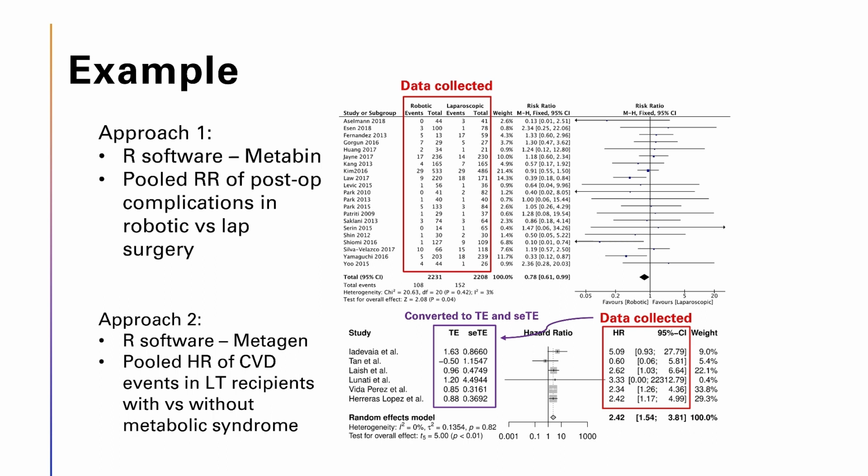In comparison, the hazard ratio of cardiovascular event in liver transplant recipients with or without metabolic syndrome was extracted directly from the included study. This was then converted to treatment estimate and standard error using pre-specified formulas and pooled using the metagen command, shown in approach 2.